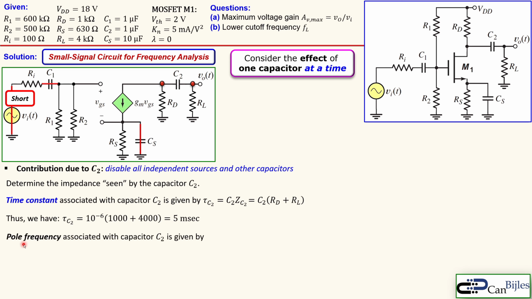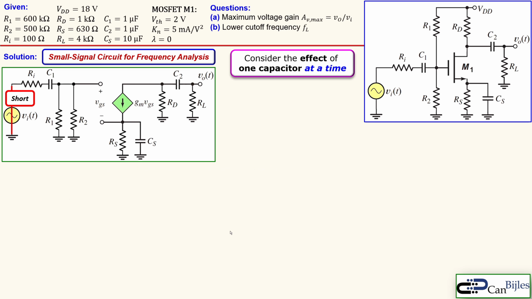Alright, now again, the pole frequency associated with this capacitor C2, as we have done it for the C1, that's 1 over the tau. That is now, in this case, 200 radians per second. Okay, next one is about the capacitor CS. So what is the contribution by this capacitor CS only? Again, disabling the input and now the two other capacitors C1 and C2. So those are the two nodes we will use, and C1 and C2 are gone.